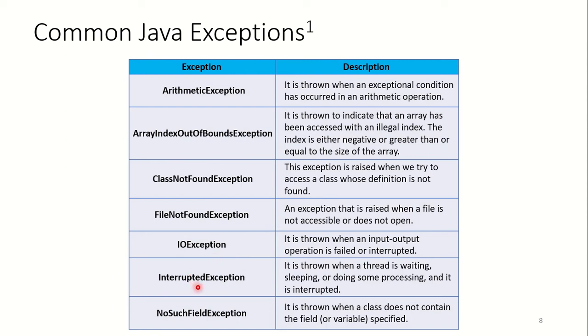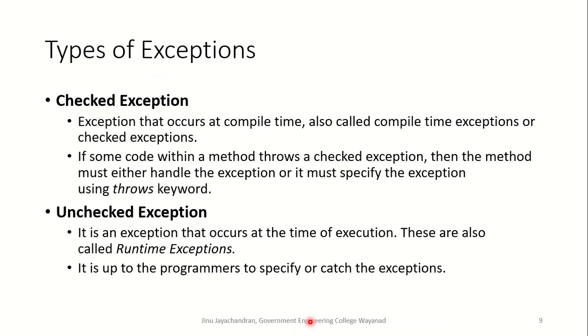InterruptedException: this is basically when a thread is waiting, sleeping or doing some processing, and it is interrupted. NoSuchFieldException: it is thrown when a class does not contain a specified field. So let's look at the types of exceptions. In the previous slide, we saw the exceptions which are defined in your programming language.